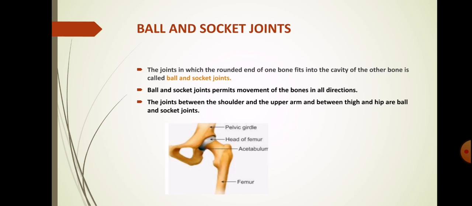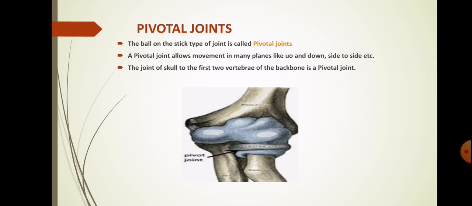Okay, now after the ball and socket joint, we will discuss the pivotal joint. The pivotal joint is responsible for the movement of your neck. Here, basically, it is like a ball on a stick: suppose you have taken a stick and on that stick you have kept a ball. The pivotal joint has the same structure.